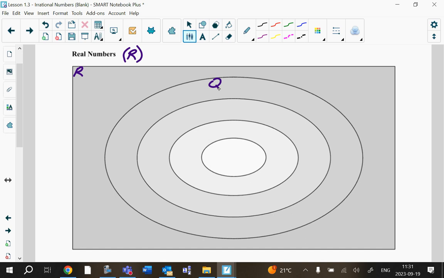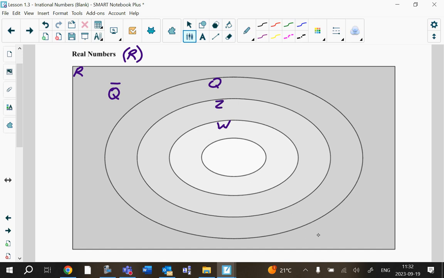The rational numbers would be the big oval, but outside the big oval and inside the rectangle would be the irrational numbers. Every integer is also a rational number. So the integers would go inside the rational numbers. Every whole number is an integer, so all the whole numbers would go inside the integers. Oh, sorry, that's Z, not I.